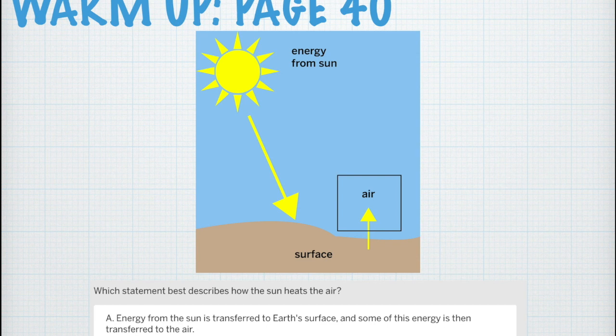So the answer to this question is A, that the energy from the sun is transferred to the Earth's surface, and some of the energy is transferred to the air. So we're going to talk about this as we move on.